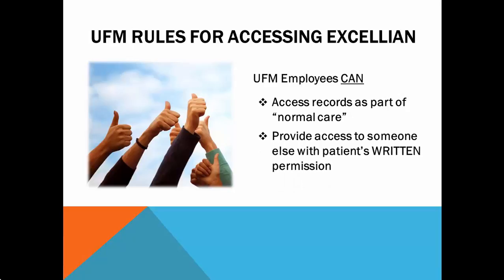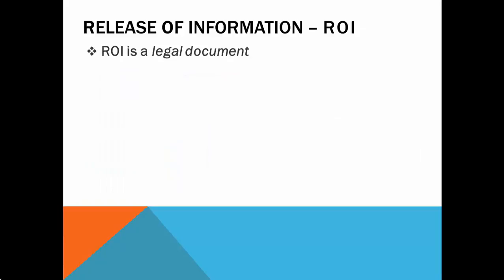Written permission must be obtained from a patient anytime protected health information is to be released to someone else. This is true whether information is electronic in Excellion or written. This is accomplished by means of a release of information. A release of information is a legal document. They are only valid if the person is at least 18 years old, the authorization is signed and dated, and it has been signed within the preceding 12 months.